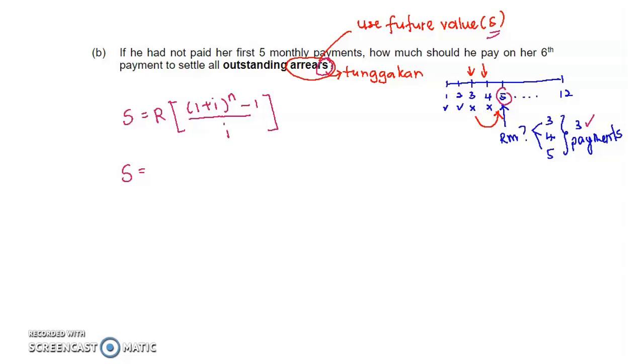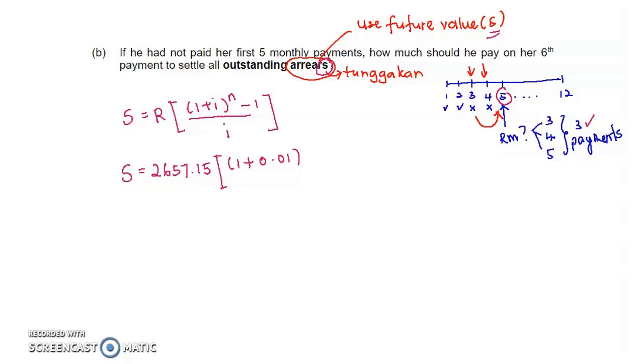Okay, S equal to R. So just now, R from question A is 657.15 multiplied by (1 plus i), which is 0.01, to the power of n. Okay, now look at the value n. Please remember that n here is not equivalent to the total number of payments, which was 36 just now. So n is not equal to 36.